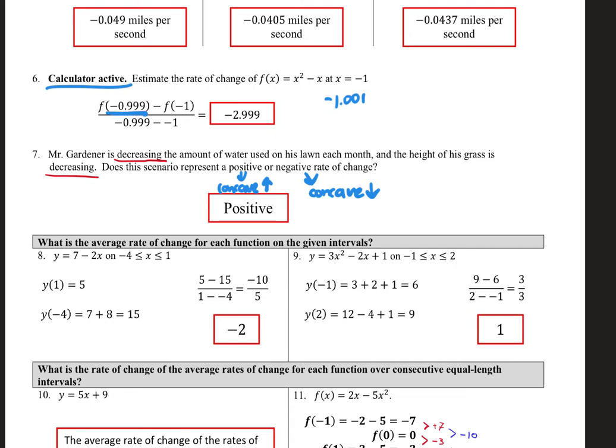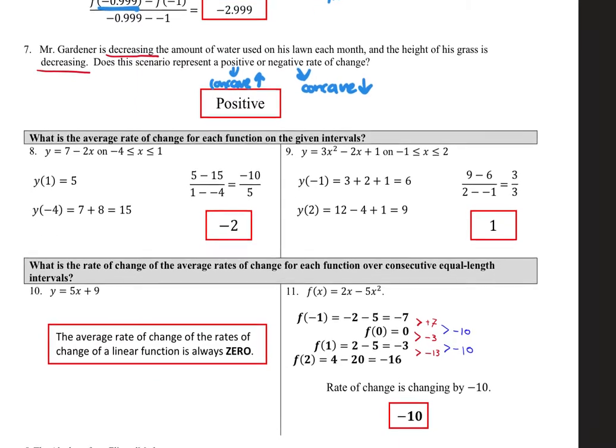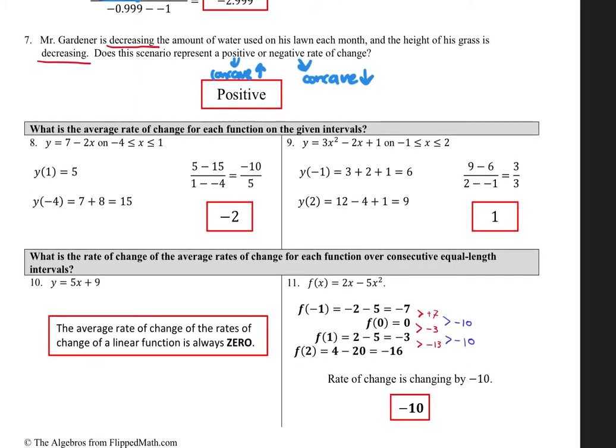Finding your rate of change given those values for 8 and 9. So this is how you could see it if it was not with the calculator. And number 10, it says to find the rate of change. Remember, if it's linear, then the rate of change is your slope. And the rate of change of the rates of change would be 0. So your second difference. For 11, the rate of change is going to change because it's quadratic, but the rate of change of the rate of change should be consistent if it's quadratic.